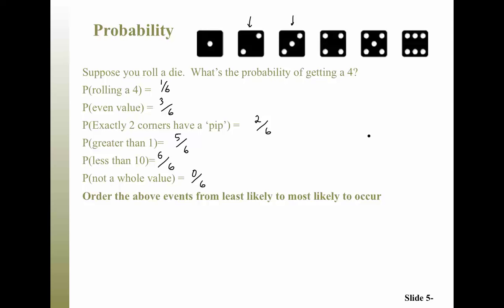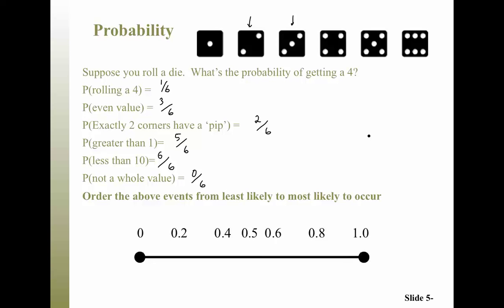Okay, so let's get decimal approximations for all these. 1/6 is about 0.17. 3/6 is 0.5. 2/6 is 1/3. 5/6 is 0.83. 6/6 is 1. 0/6 is 0.